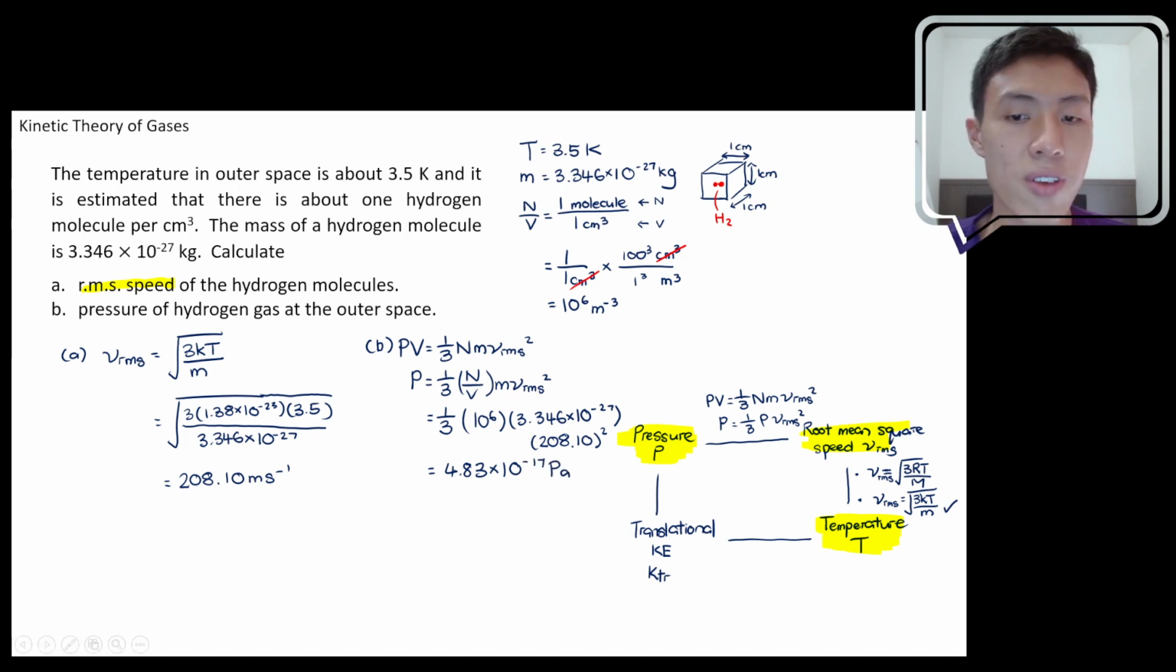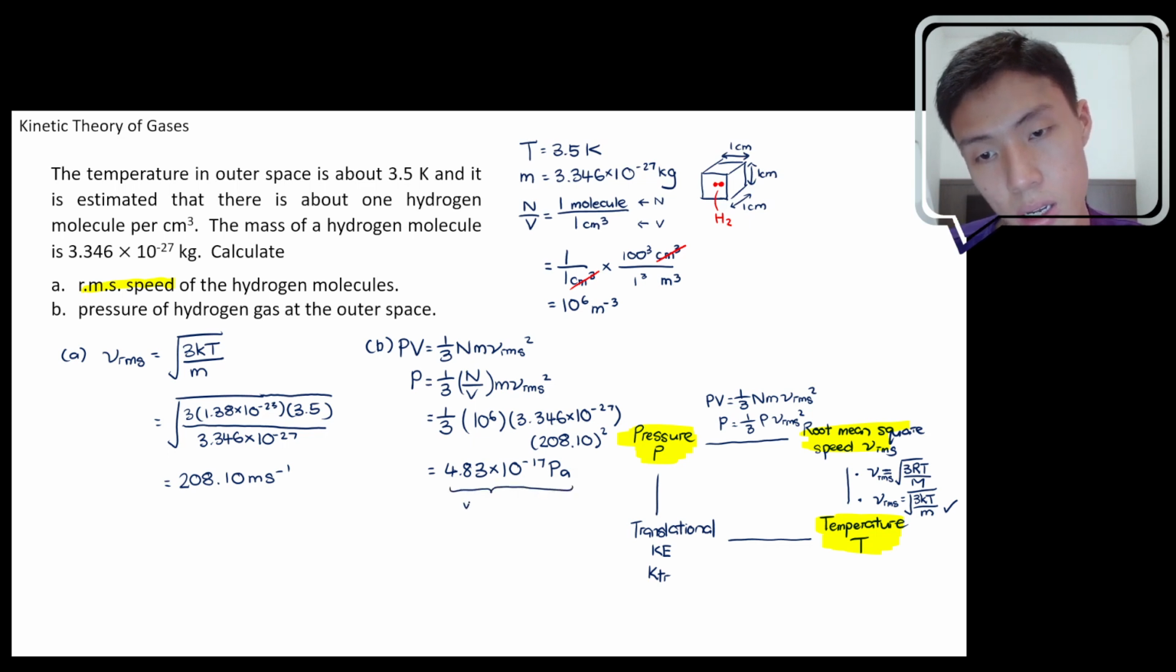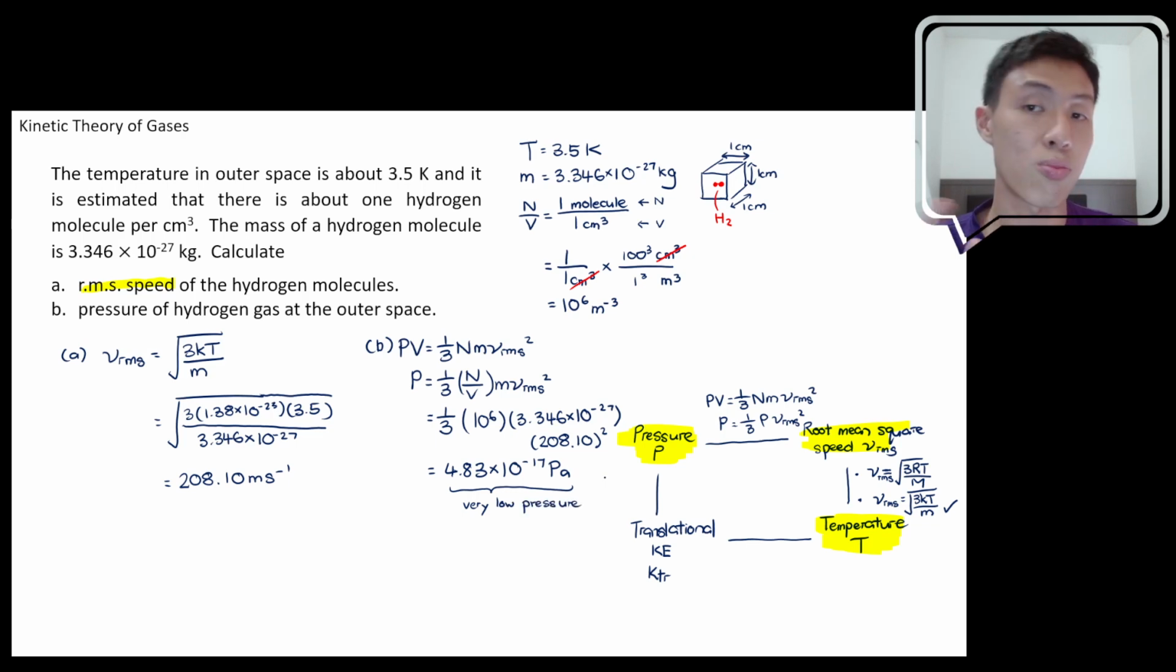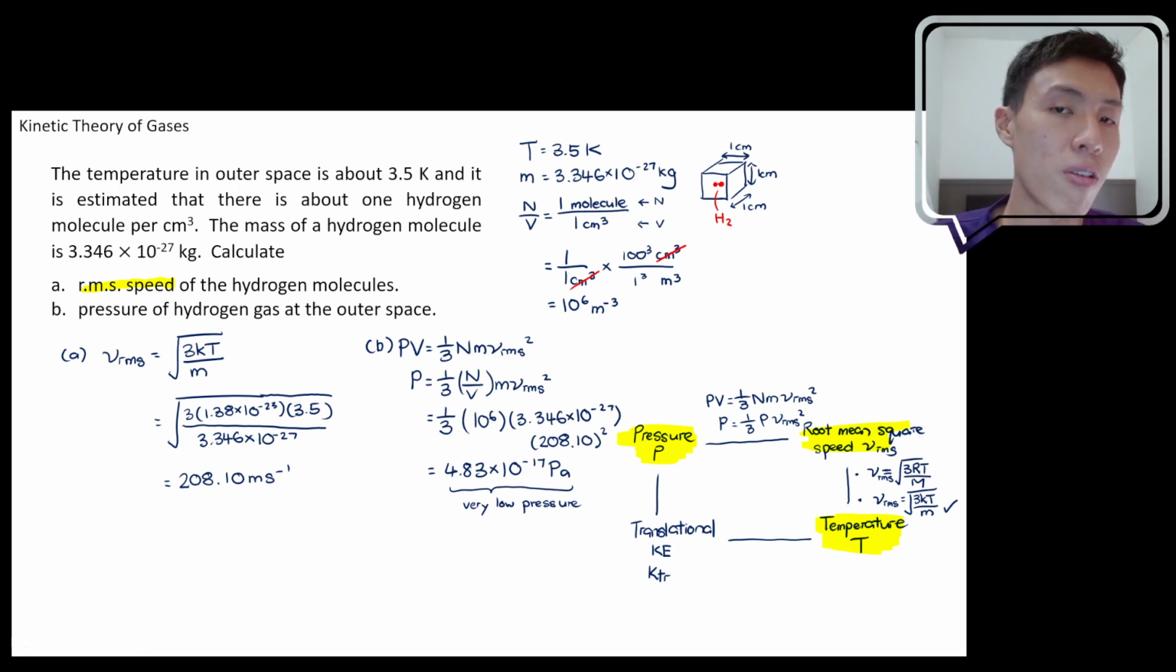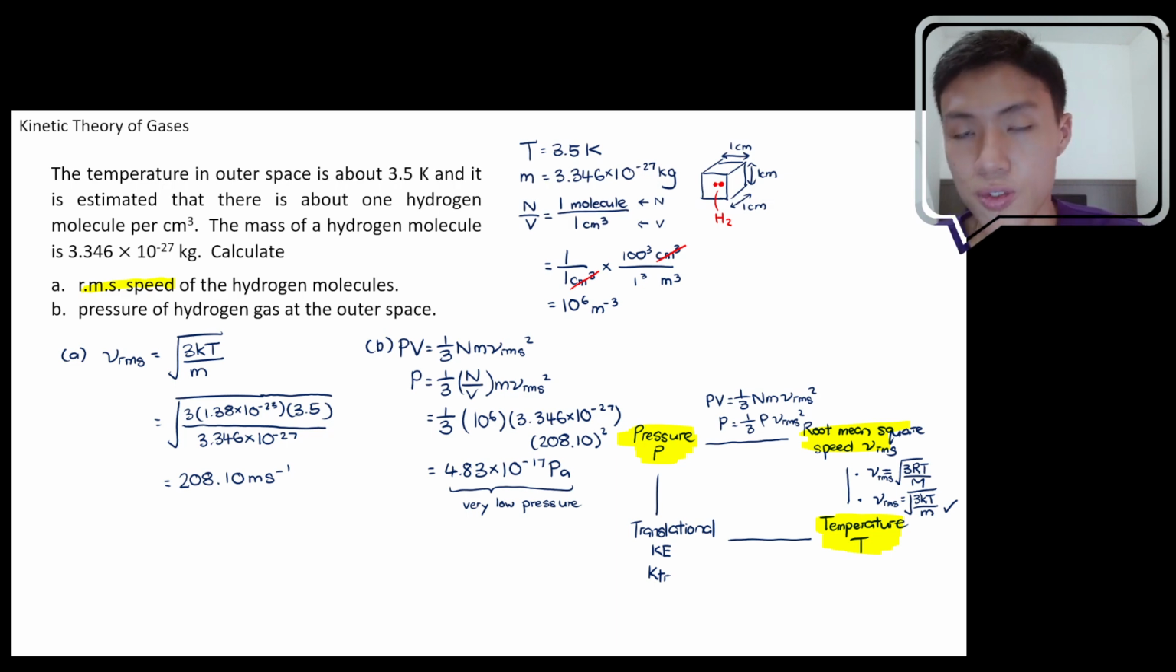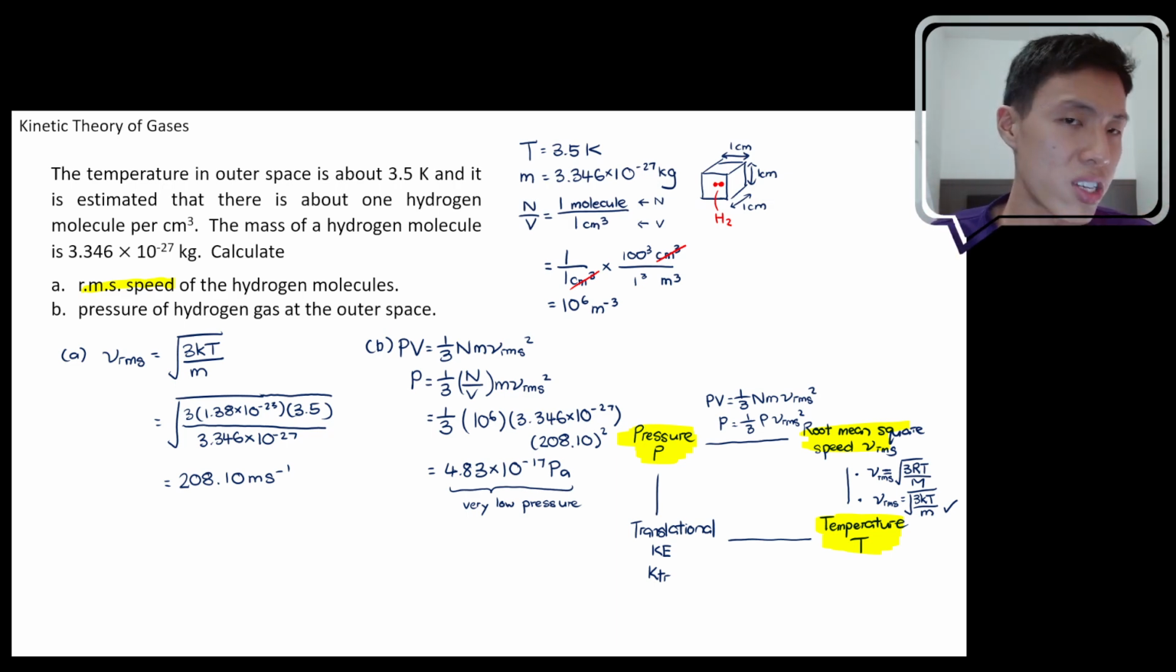And actually, if you look at this value here, this value is very, very low in terms of pressure. That's why we can say that outer space is actually near vacuum. We consider it to be near vacuum because you have a very small amount of gas molecules in outer space. Therefore, because you have very little gas molecules in outer space, the collisions that happen are very rare compared to our atmosphere. Because there's a rare amount of collisions, the pressure will be very, very low.